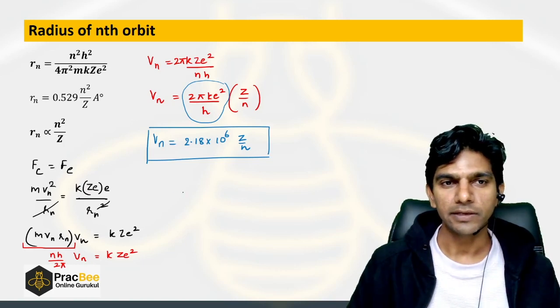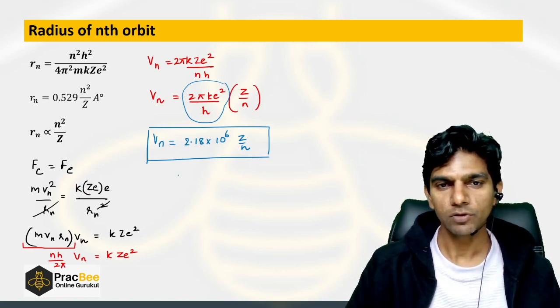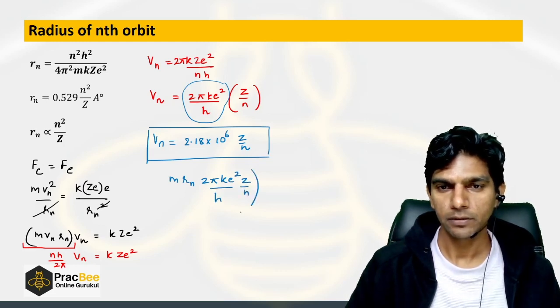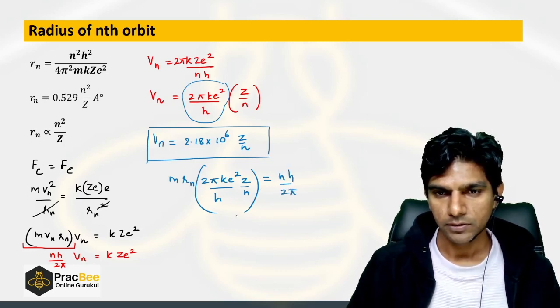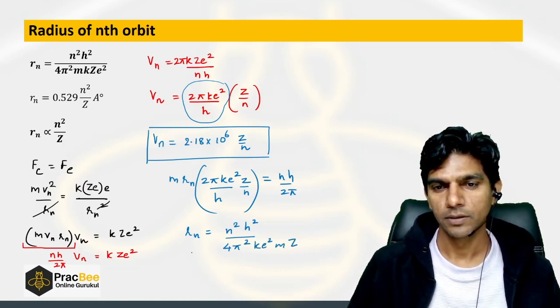Now we want to find the radius. How can we find the radius? Let us substitute Vn in the angular momentum formula. So we can say m Rn times 2 pi k E square upon h Z by n equals nh upon 2 pi. Let us simplify this. So Rn will be n square h square upon 4 pi square k E square m Z.